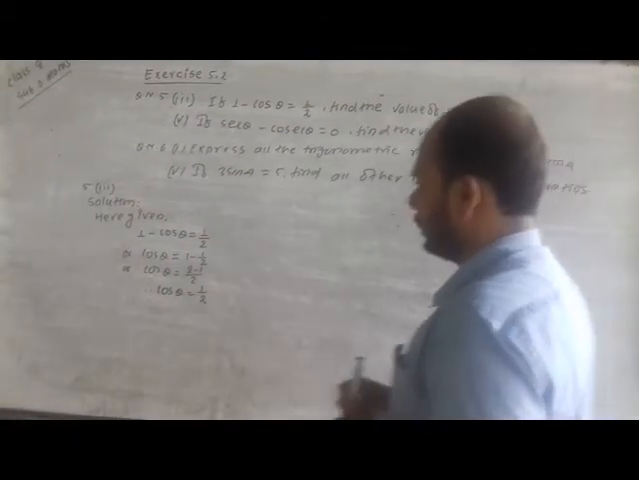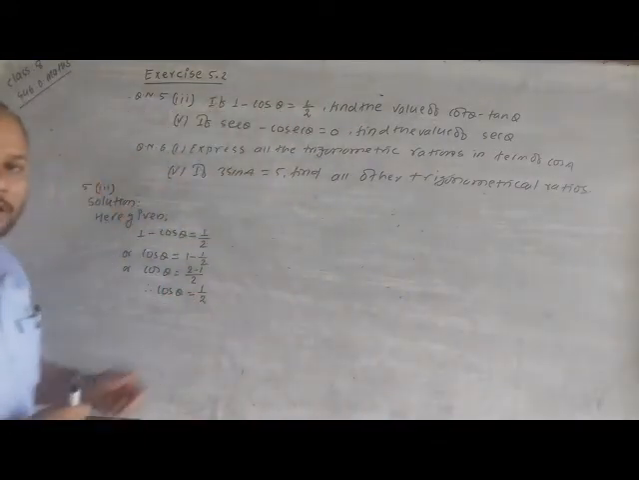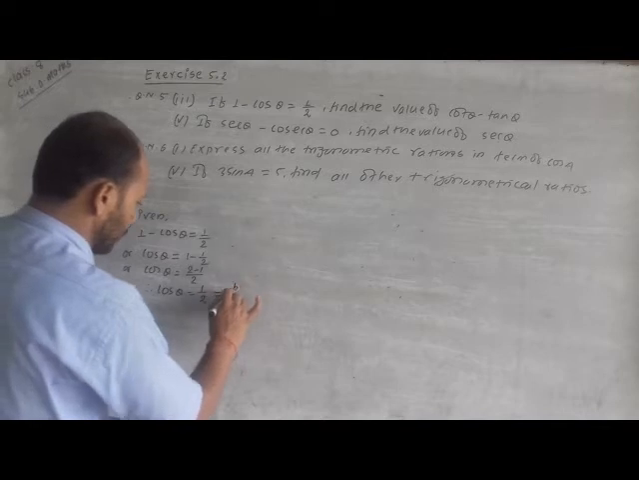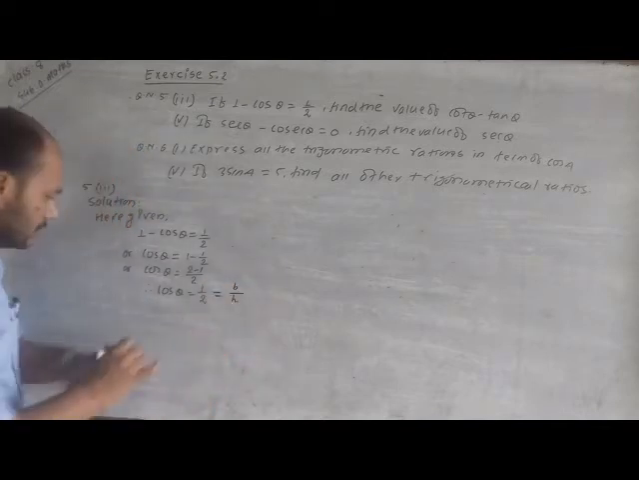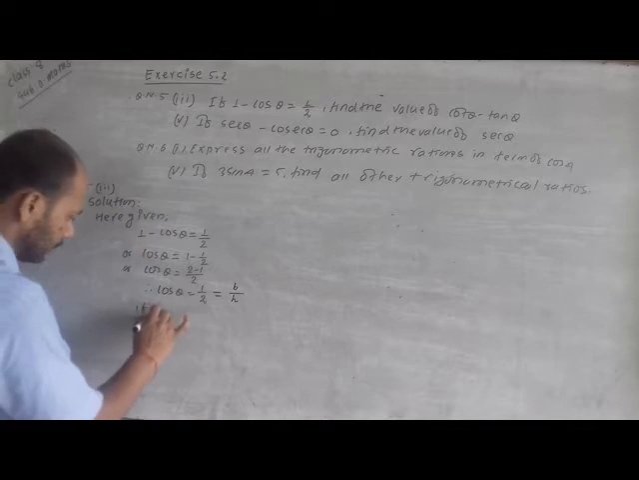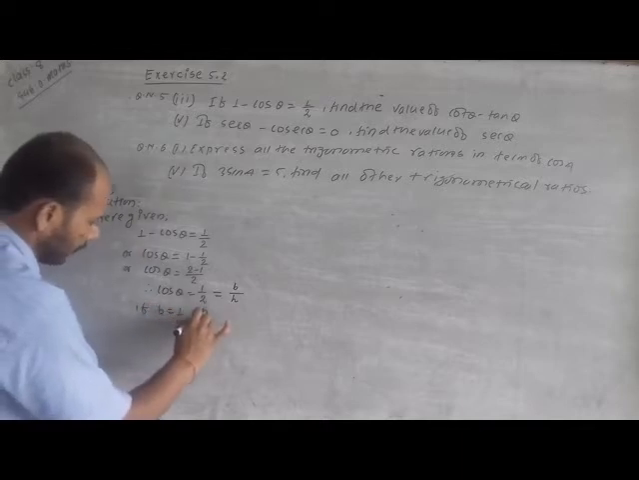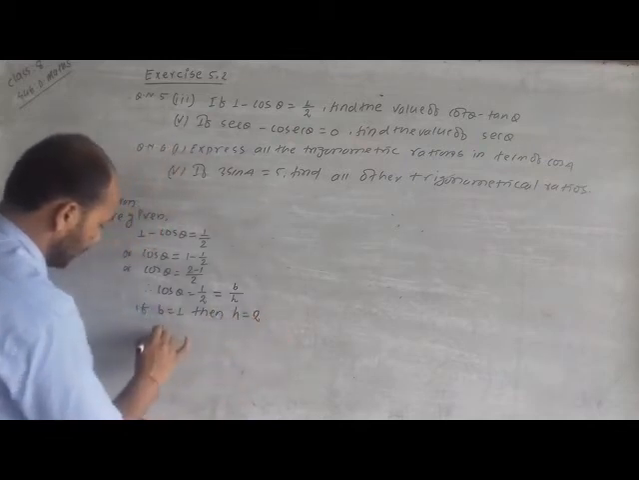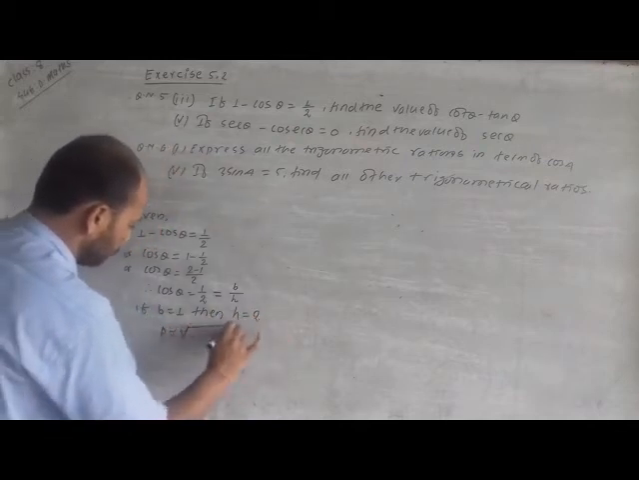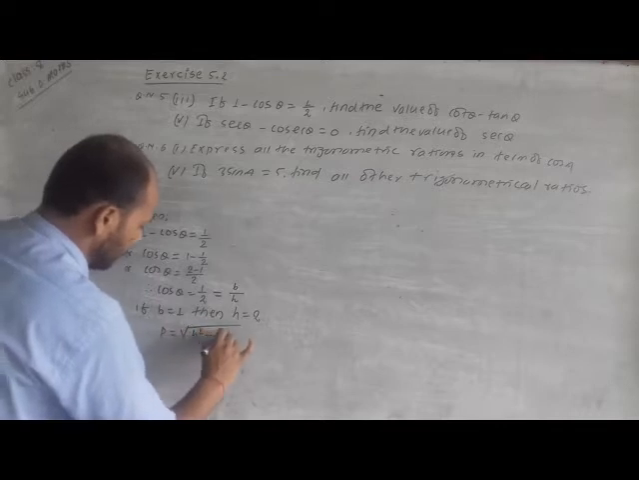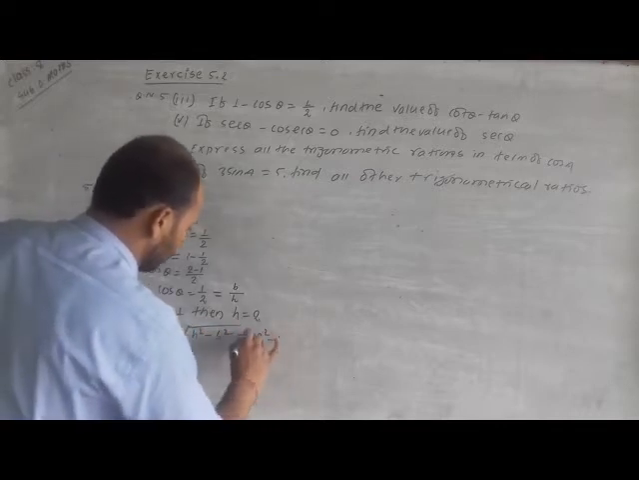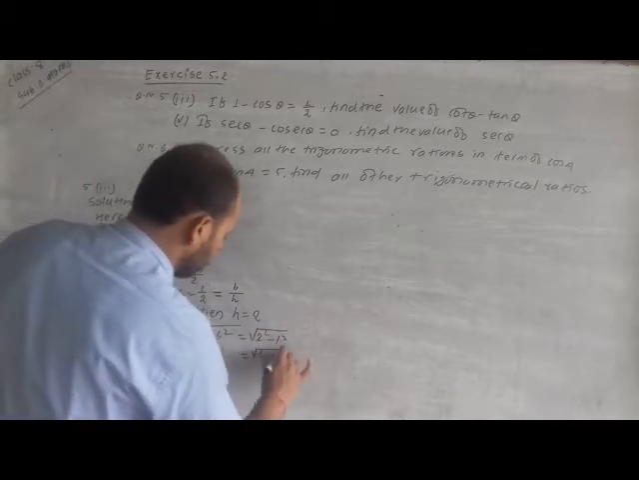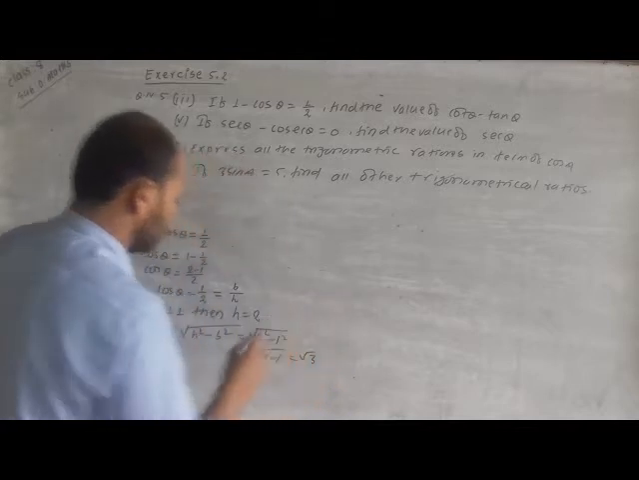After finding the value of cos theta, we know that cos theta is equal to b by s, and if b is equal to 1, then s is equal to 2. Therefore p is equal to root under s square minus b square, that is 2 square minus 1 square. We have here 4 minus 1, root under 3.